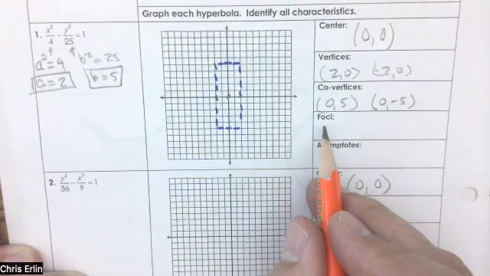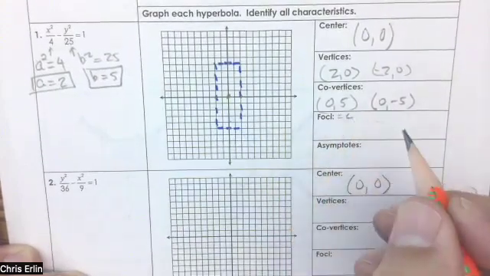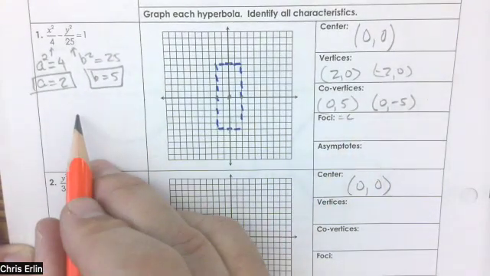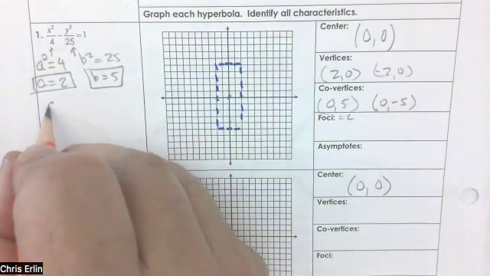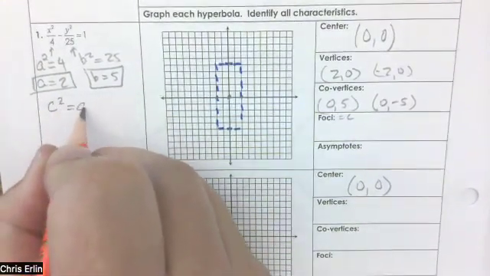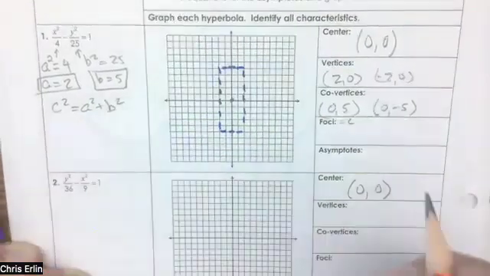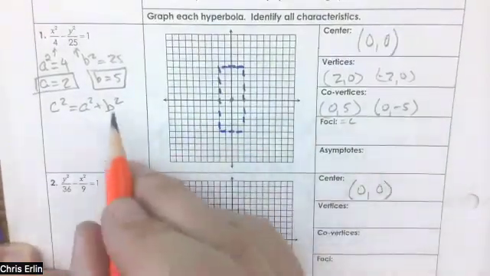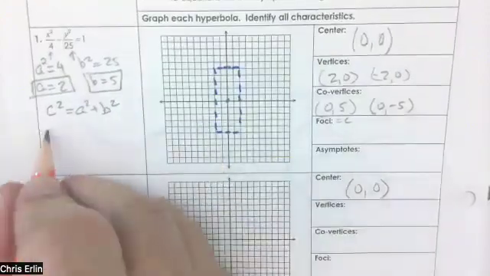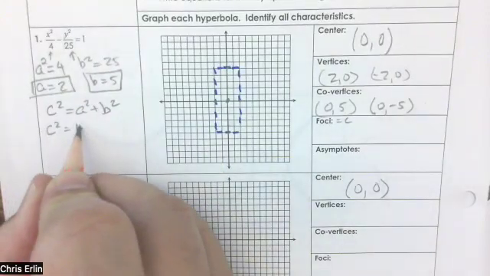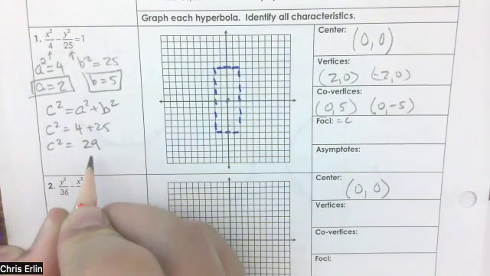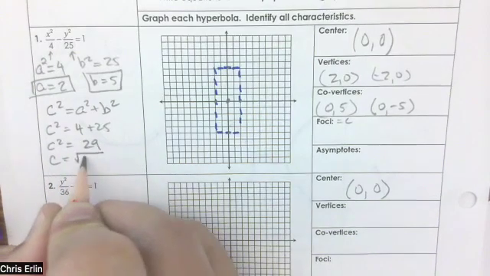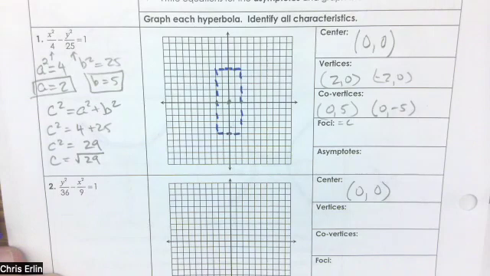Remember that to find the focus, we're looking for the c. And whether it's an ellipse or a hyperbola, our equation for finding c is different. In this case, it's c squared is equal to a squared plus b squared. For an ellipse, it was a squared minus b squared. So we'll say c squared is equal to 4 plus 25. So c squared is equal to 29. So c is equal to root 29.